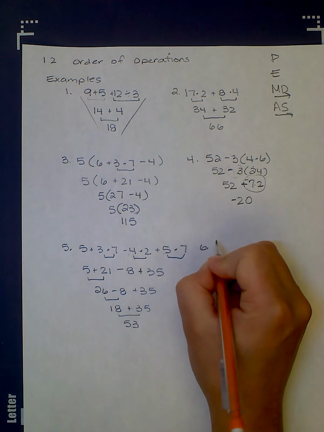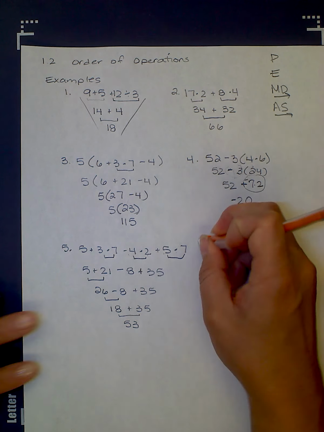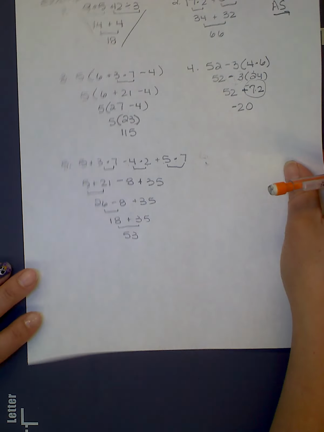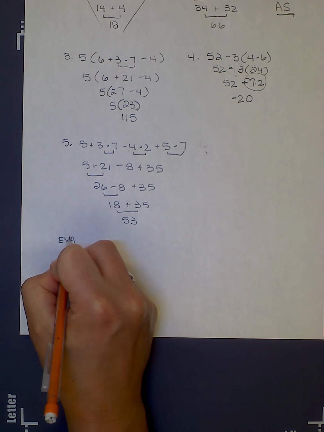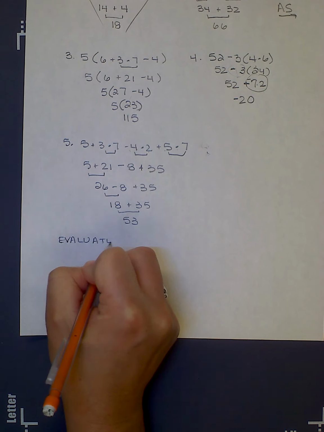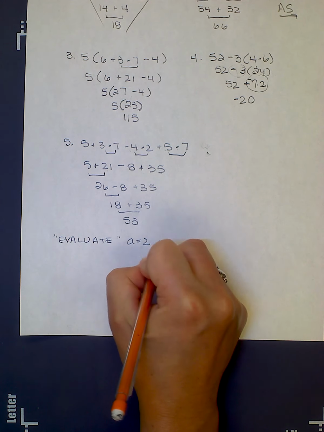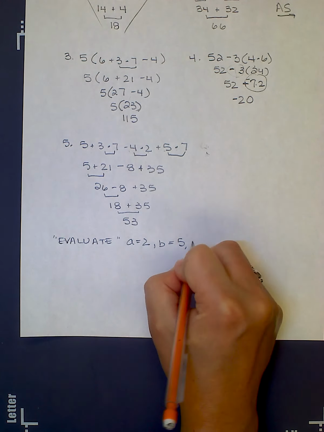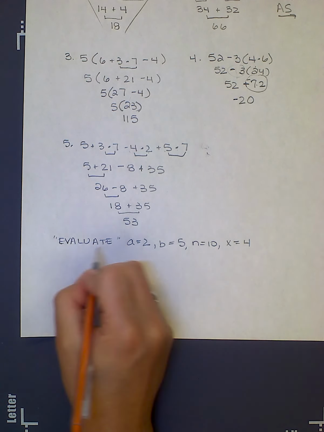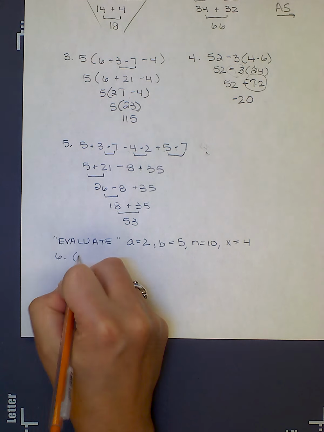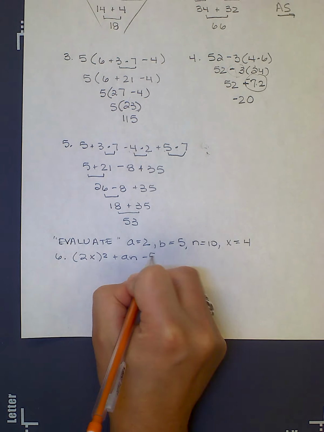Number 6, we are going to start evaluating. So let's actually move this down so we have a separate set of directions here. We evaluate, where A equals 2, B equals 5, N equals 10, and X equals 4. So we still have to use our order of operations. The original problem is the quantity 2x squared plus AN minus 5B.